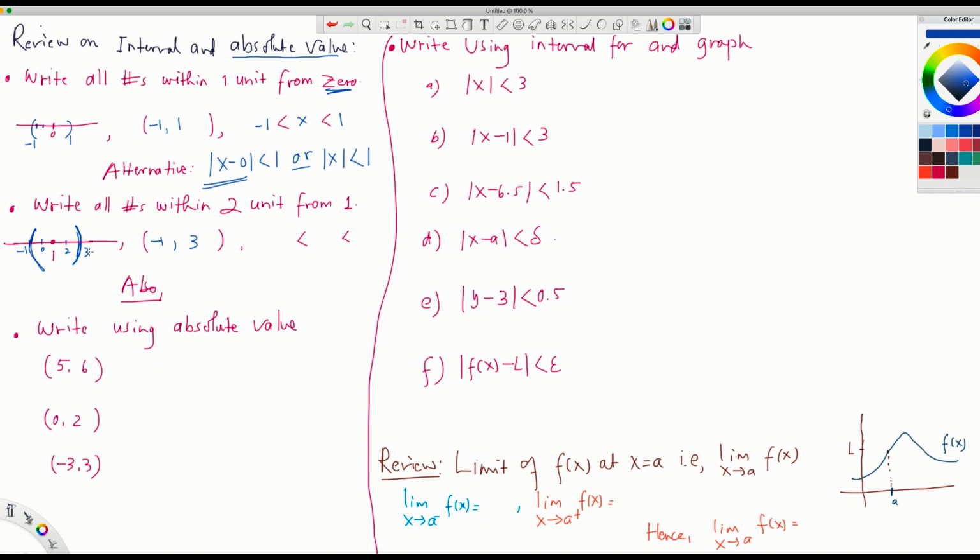-1 through 3. Okay. So how do I write using the inequality? So you write -1 is less than x is less than 3. So tell me, how do I write using the absolute value?